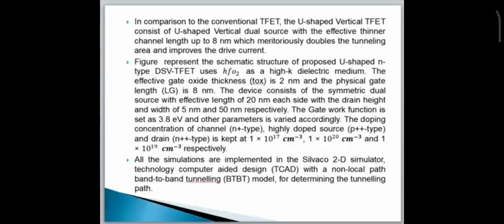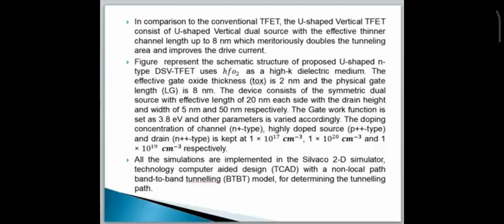The gate work function is set as 3.8 electron volt and other parameters are varied accordingly. The doping concentration of the channel is around 10^17 per centimeter cube, and the source doping is P plus type, approximately 10^20 per centimeter cube, and the drain doping is N plus plus type, which is equal to 10^19 per centimeter cube.